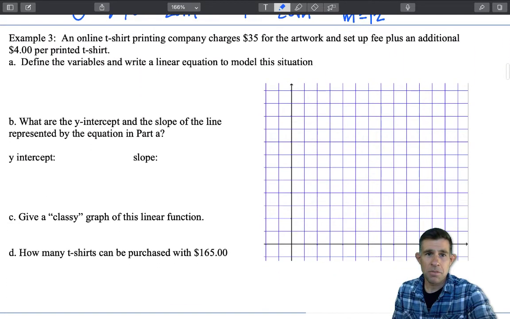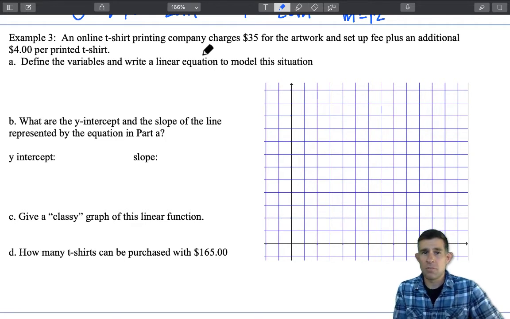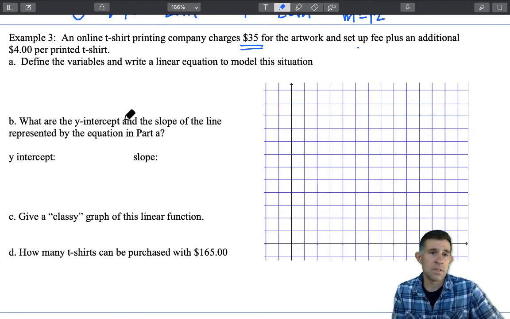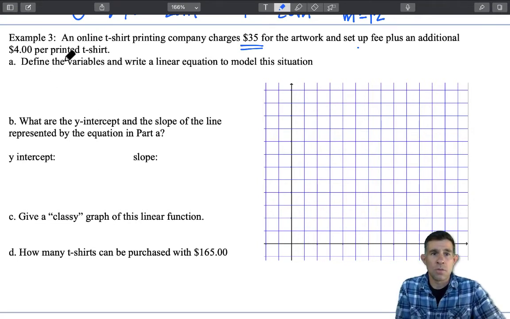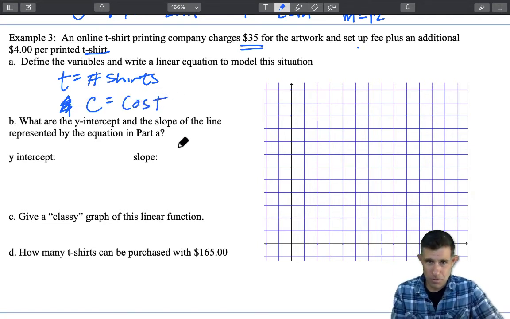All right, example 3. Here we're going to do another example like this. We have an online t-shirt printing company that charges $35 for the artwork and setup fee, plus an additional $4 per printed t-shirt. So we're going to say that T is going to represent the number of t-shirts, and that's going to be our independent variable. And then the cost, actually let's go with C this time, is going to be our total cost of printing all of those shirts.